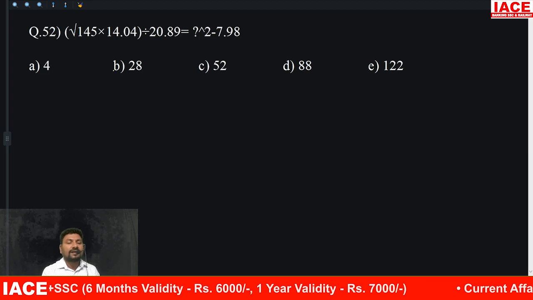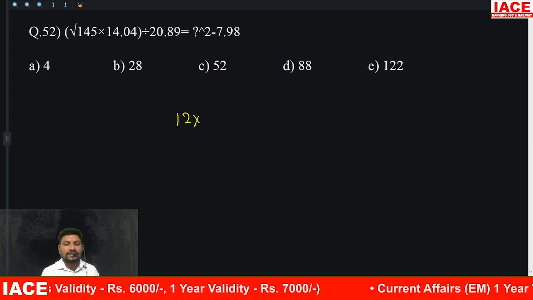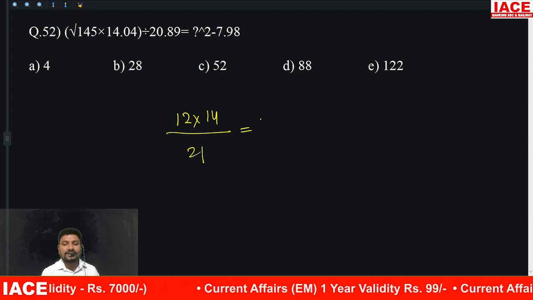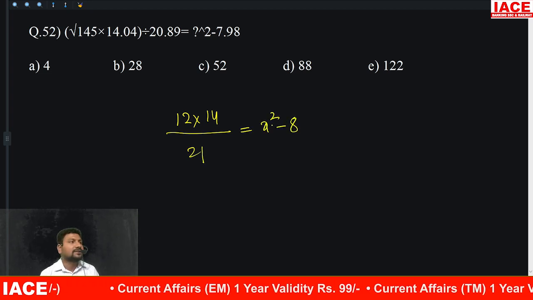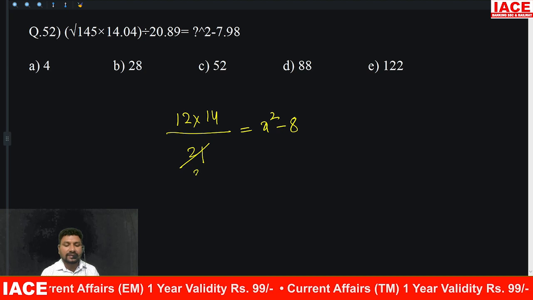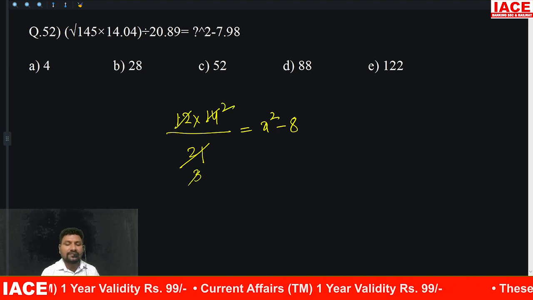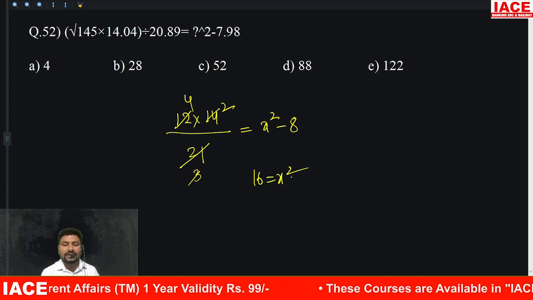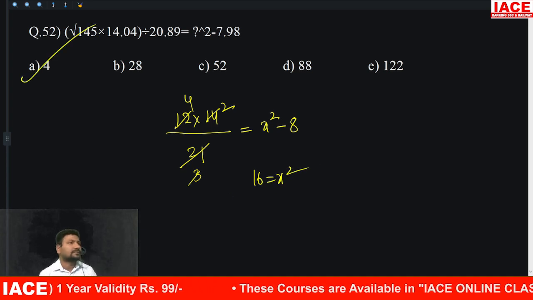Root of 145, you can take root of 144, it is 12, and 14 divided by what is the value? 21, which is equal to x square minus 8. And cancel with 7, 7 3s are 21, 7 2s are 14, 3 4s are 12, and 4 2s are 8. 8 plus 8 equal to 16. X square is equal to 16 means x equal to 4.